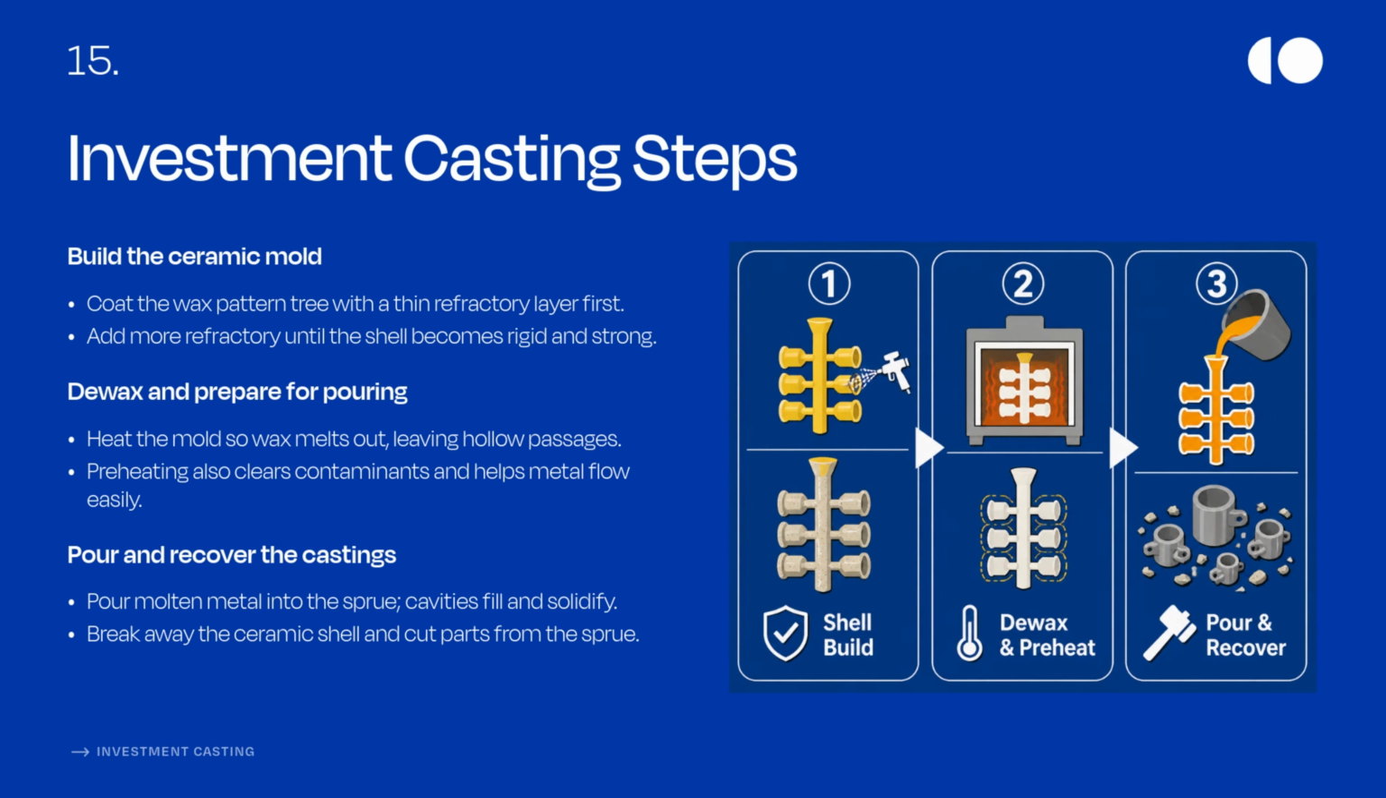Pour and recover the castings. Pour molten metal into the sprue. The cavities fill and solidify, then break away the ceramic shell and cut parts from the sprue.